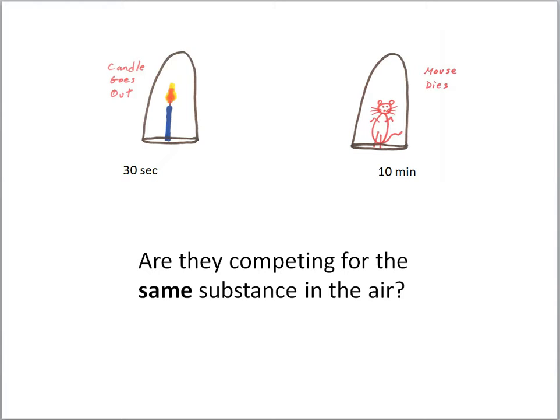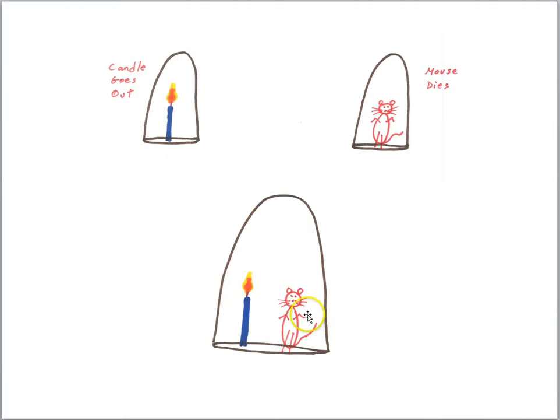Well, one clever way to do this is to put the mouse and the flame in the same jar. Now think about that a second. Remember, we've recorded some numbers here. It takes 30 seconds for the flame to go out. It takes 10 minutes for the mouse to go out. If we put them together and they're competing for the same substance, then they should go out faster than if they were alone. We can see this in the reasoning.